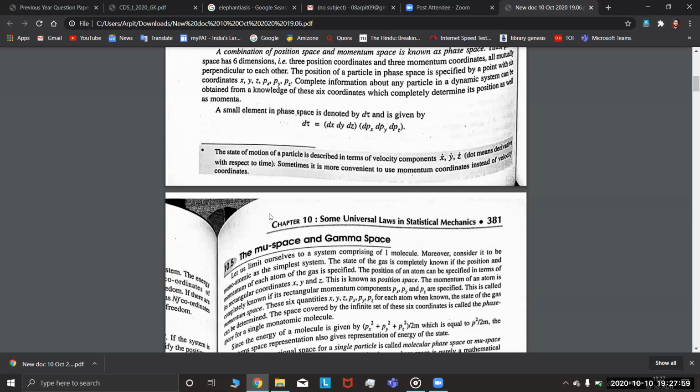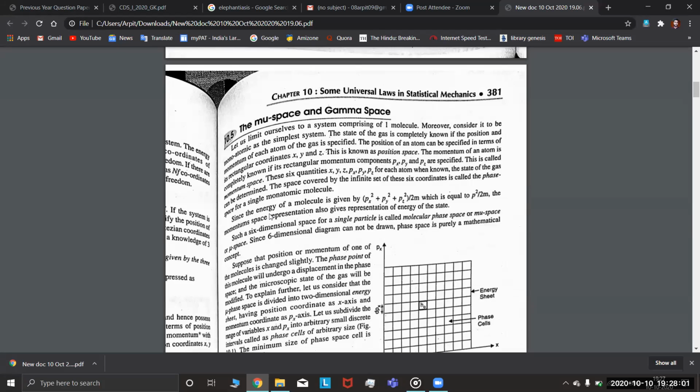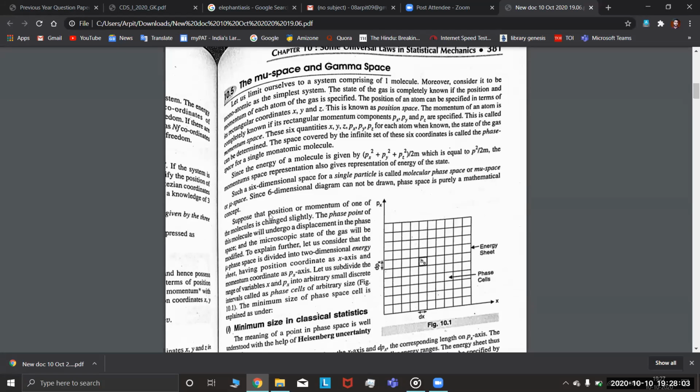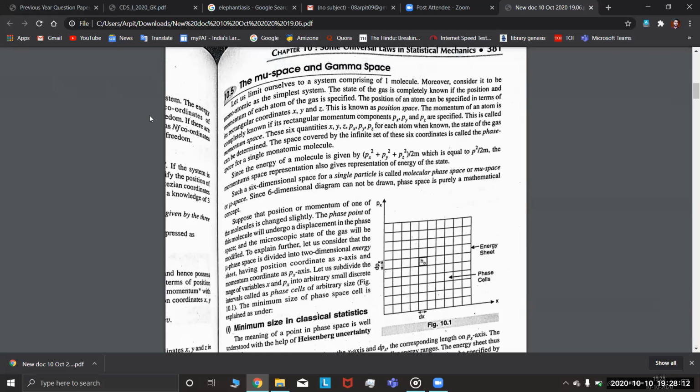So let's limit ourselves to the comprising one molecule. It would be better, I think, if you explain a little bit of what is mu and what is gamma and how they are different spaces. I'll read it out, then we can understand better. Yes, sure.